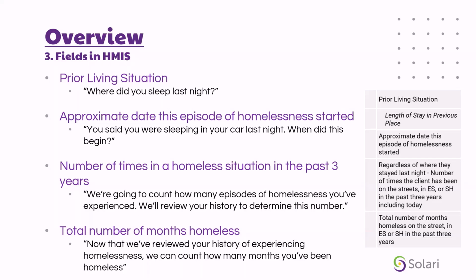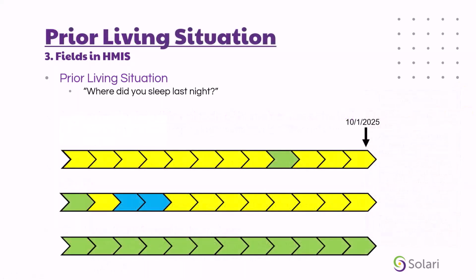Finally, we have total number of months homeless, and now that we've reviewed the client's history of homelessness, we can now count how many months the client has been homeless. And we'll break this down with our timeline for each of these questions. So first, prior living situation, where did you sleep last night? In the altogether scenario we had earlier, we met our client on October 1st, 2025, and they told us that they were staying at shelter the night before we met them. So this means their prior living situation was shelter, and this is where they were staying right prior to where they met with us.